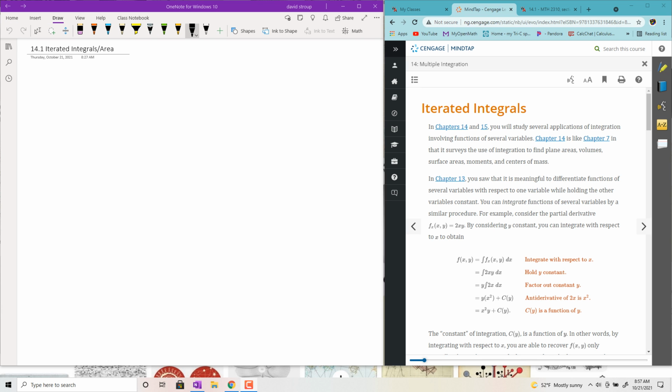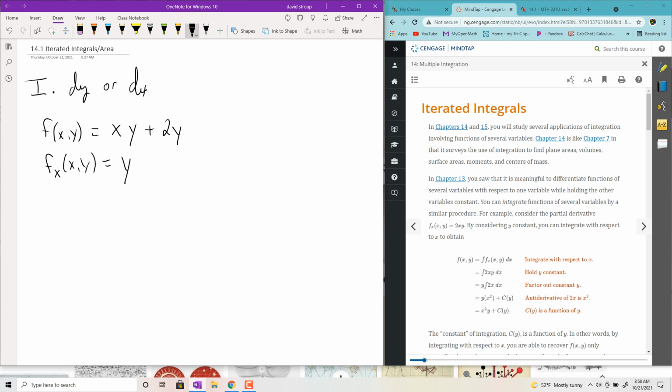We had the partial derivative. Now we kind of have the partial integral, I guess you could call it. You can integrate with respect to y and or with respect to x. Imagine you have a function xy plus 2y. If you took the partial derivative with respect to x, it would be y plus 0, just y. Then you can actually integrate with respect to x.